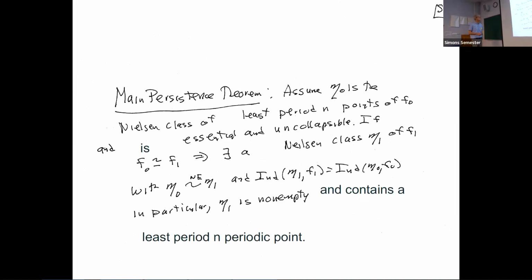All right, so here's the main persistence theorem of Nielsen theory. So we assume we have a Nielsen class of least period n endpoints, and it's essential, meaning the index is non-zero, and it's uncollapsible, meaning that it's not Nielsen equivalent to something of lesser period. And if you're homotopic to it, then you have a Nielsen class which is Nielsen equivalent with the same index. In particular, it's non-empty. And the important thing is you preserve the period. All right, so this is the main theorem of the theory: essential and uncollapsible imply persistent under homotopy.